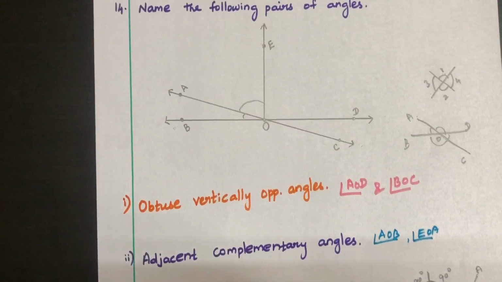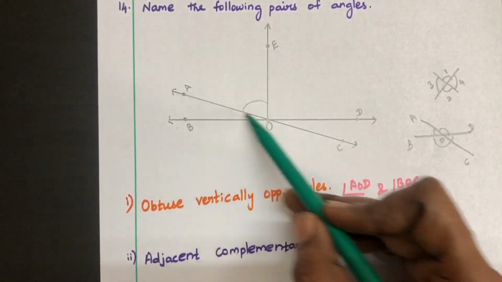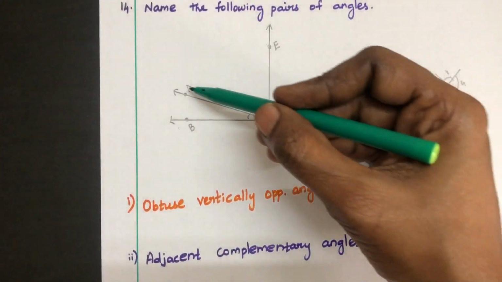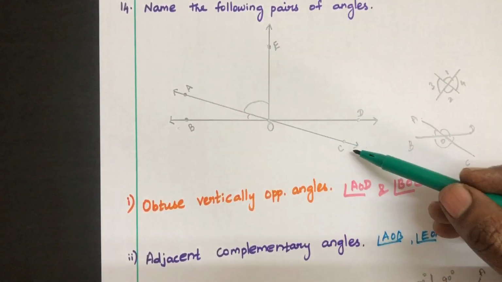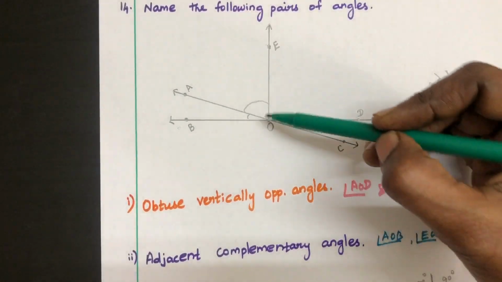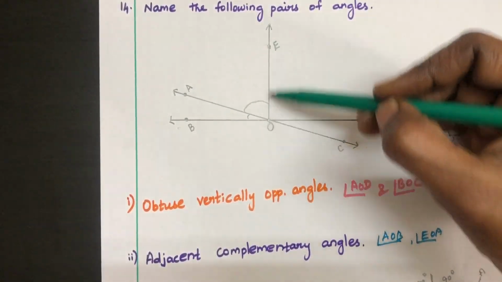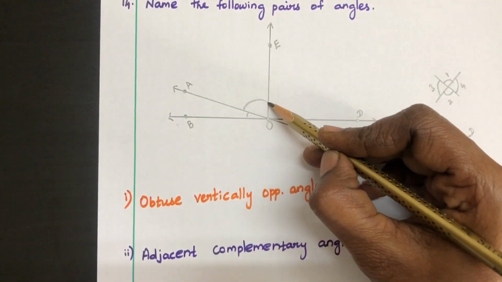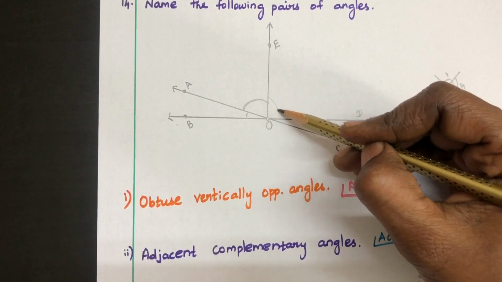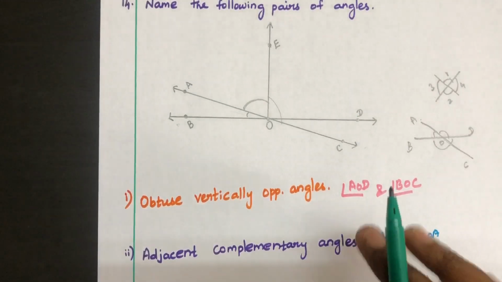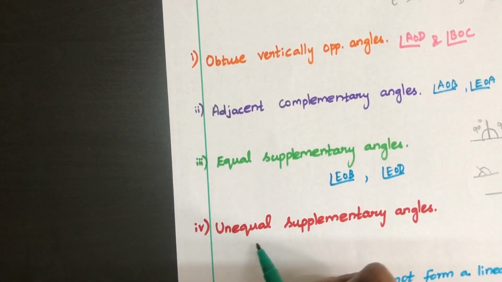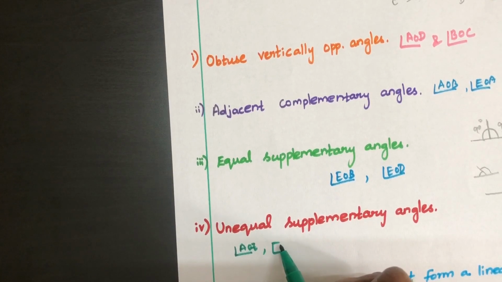Unequal means, see, AOE and EOC. Here also look for a straight line. Straight line, right? This is the straight line. In this straight line, this line is standing. So this will make one angle AOE. Similarly, EOC will form, right? But unequal supplementary angle. AOE, we need to write AOE and EOC.